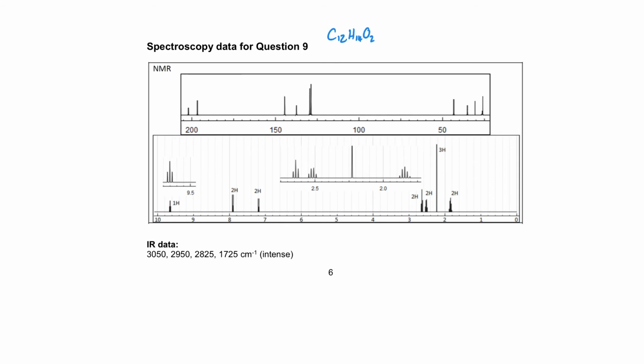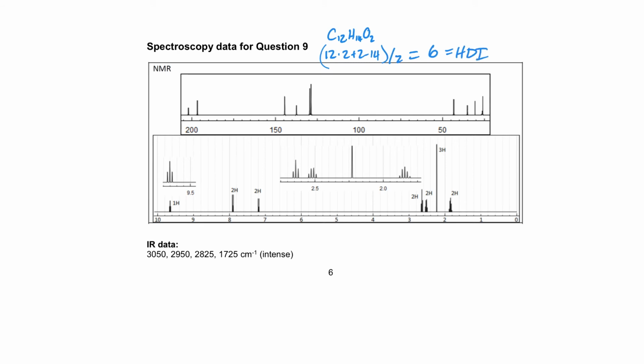So the first question is calculate the HDI: 12 times 2 plus 2 minus 14, all divided by 2. 12 times 2 is 24, plus 2 is 26, minus 14 is 12, divided by 2 is 6. That was worth 2 points on this page. So the HDI is 6.